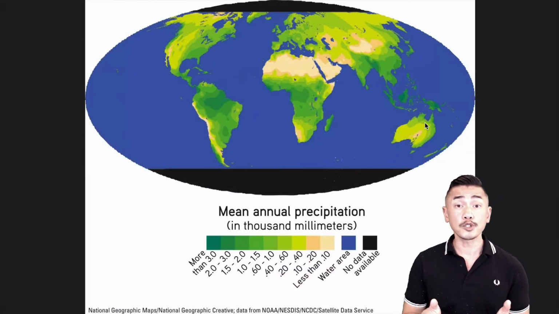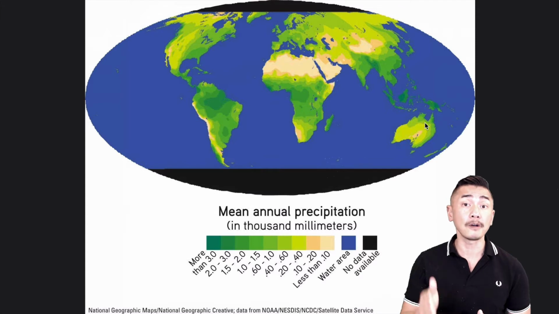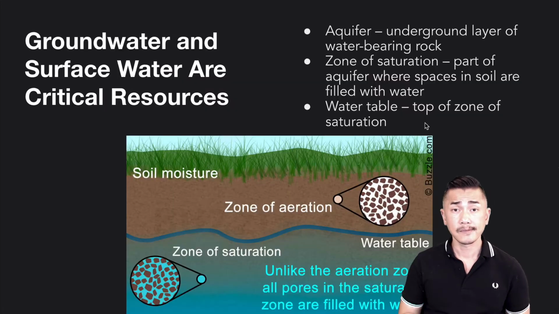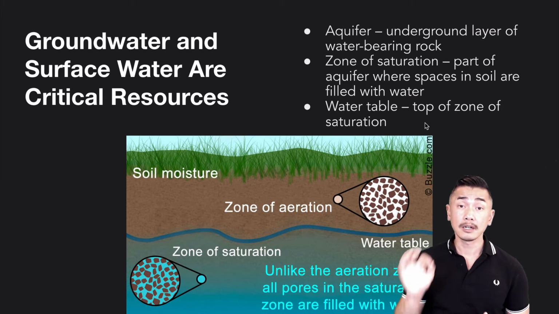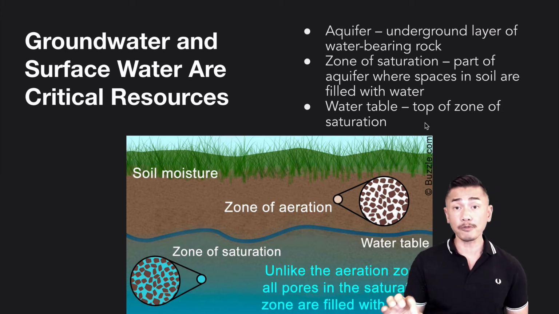This diagram shows mean annual precipitation around the world. It shows that freshwater availability differs from place to place on Earth. Groundwater is a critical freshwater resource. Groundwater can be found in aquifers, underground layers of water-bearing rock.